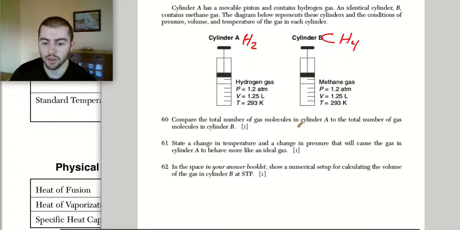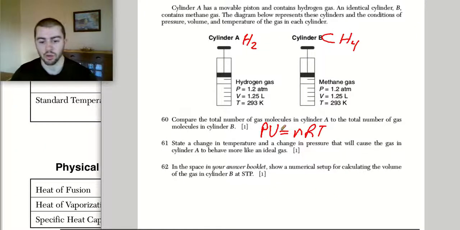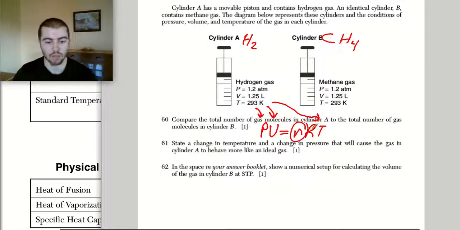The first thing it asks us is what is the total number of gas molecules in each of these. The key here is we have the pressure, the volume, and the temperature for each of these, so this is really just a question about PV equals nRT. We know the pressure, the volume, and the temperature for these gases are the same. When we solve for n, the number of moles, because R is a constant as well, we have four numbers that are the same. This is going to give us the same number of moles.